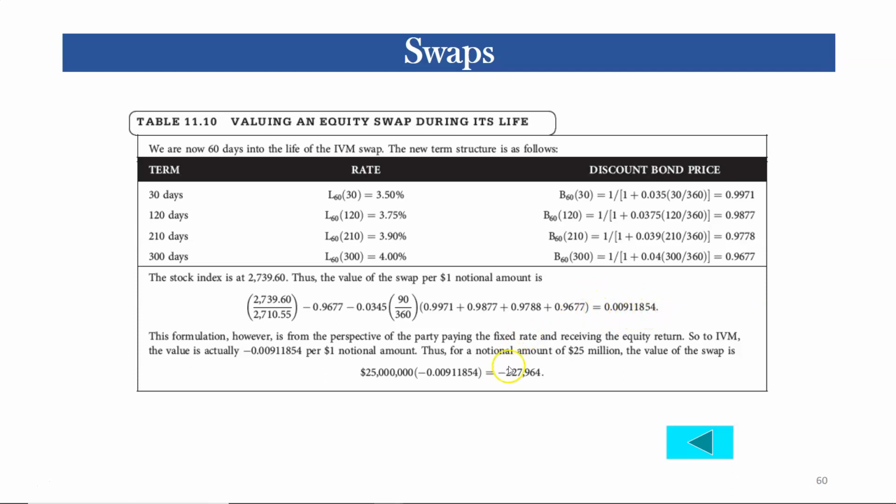To get the value of the swap for IVM over the $25 million notional value, we simply have to multiply the value of the swap per $1 notional value by $25 million, and that gives us a negative value of the swap for IVM of $227,964. So IVM has a derivative swap liability and has no credit risk. However, the counterparty, that is FNS, will have a derivative asset and will bear the credit risk in this transaction.